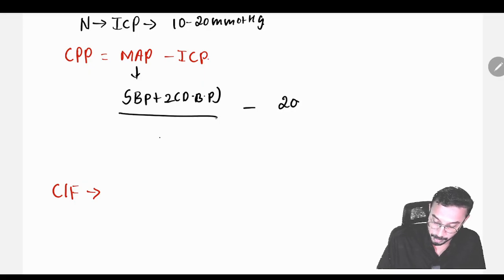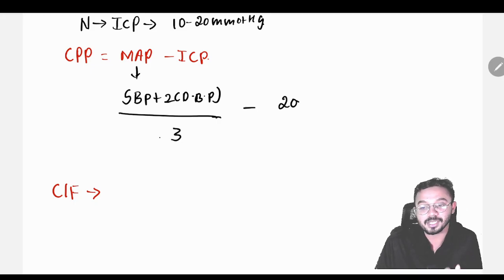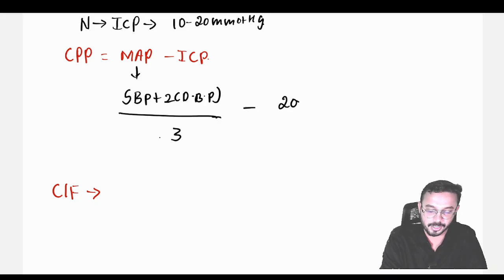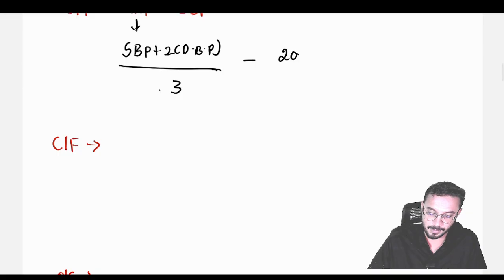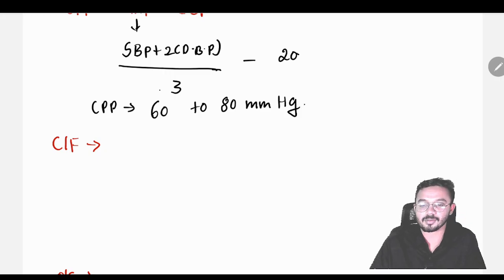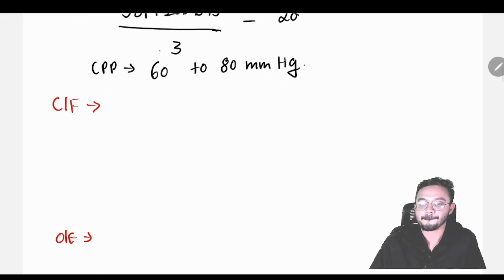So this is a very important formula. How do you calculate this mean arterial pressure? This itself is an MCQ. Systolic blood pressure plus twice the DBP, which is diastolic blood pressure, divided by 3, minus 20 mm of Hg. So normal cerebral perfusion pressure, if you do all this, you will get around 60 to 80 mm of Hg. This is a normal cerebral perfusion pressure.